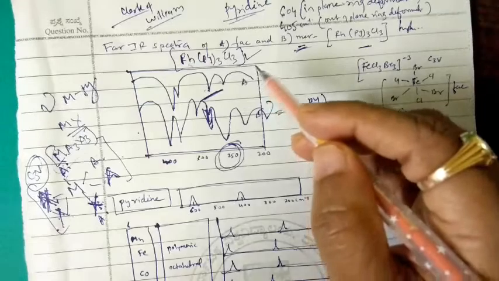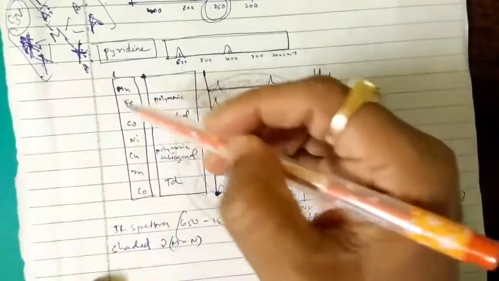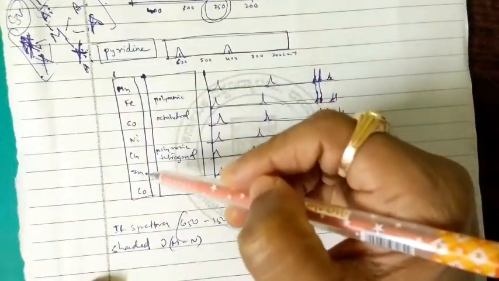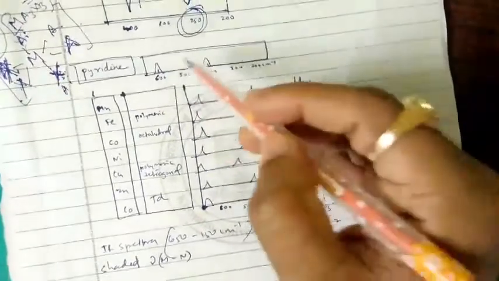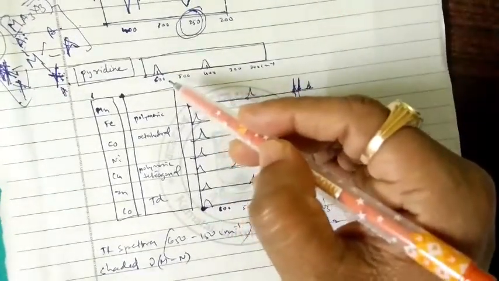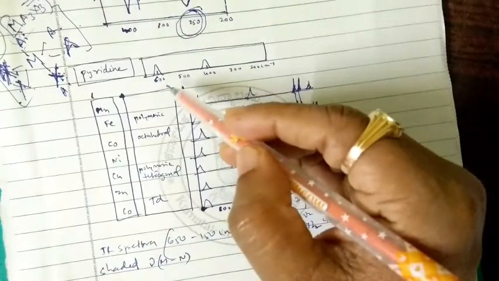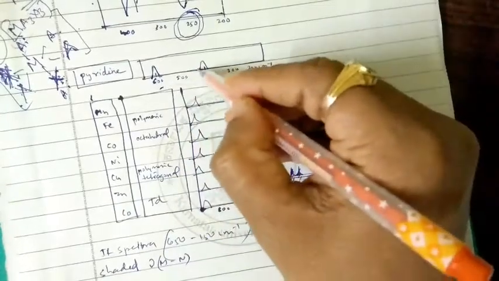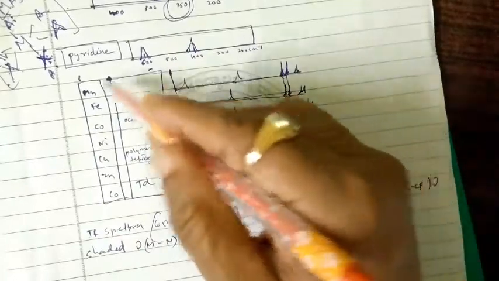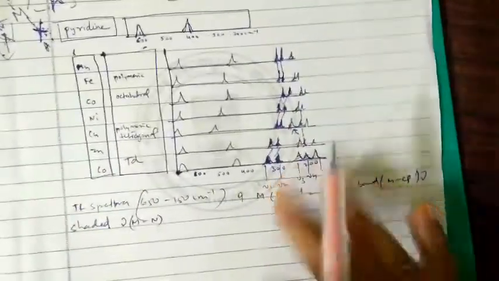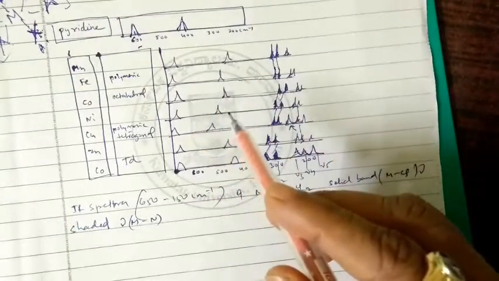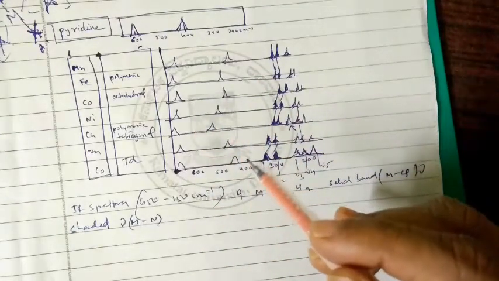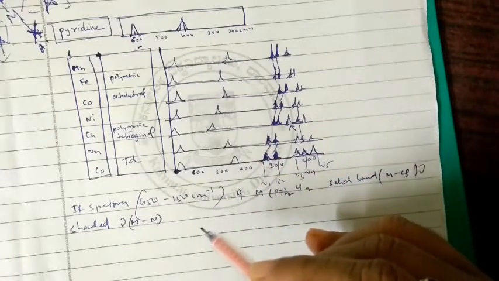You can see one more set of complexes of pyridine with different metal ions: manganese, iron, cobalt, nickel, copper, zinc and cobalt. For pyridine, you can see a small band at 600 and one at 400. On formation of the complex with these metal ions, you can see how the shift in the bands is observed. This is also one of the studies that correlates the IR spectra.